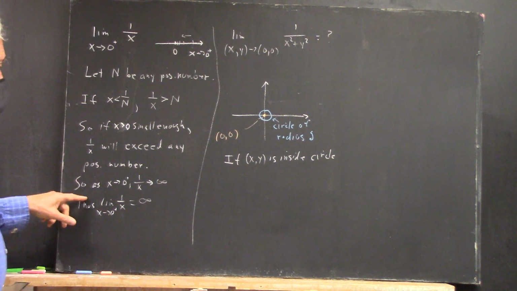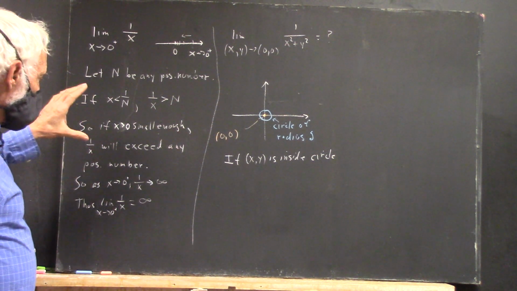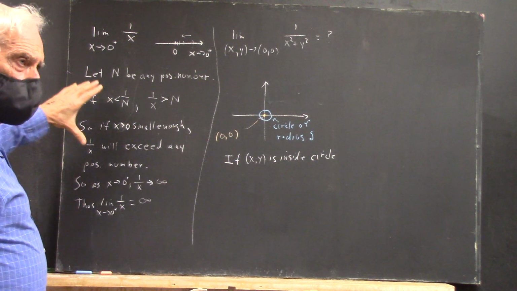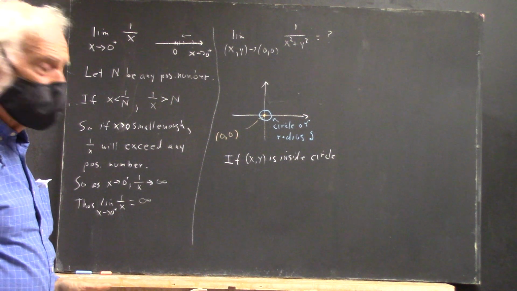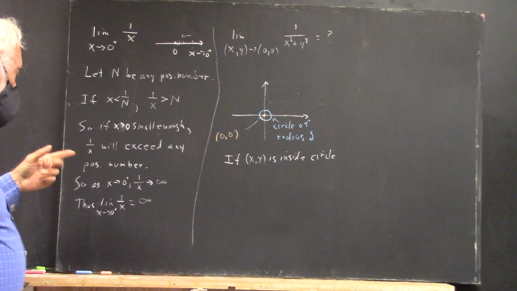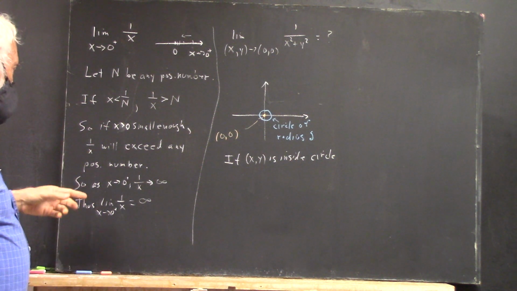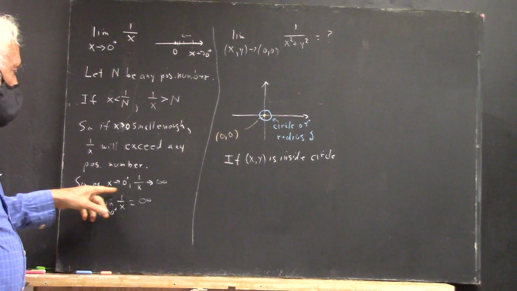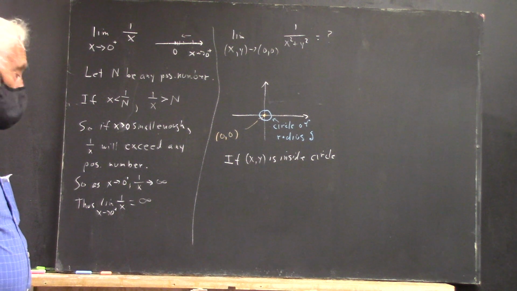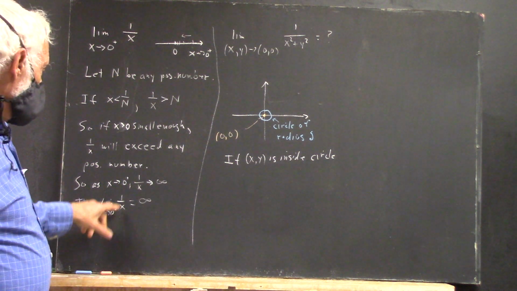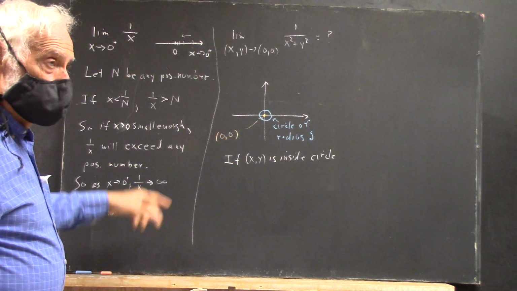So, we'd say, then, without writing it out with total rigor, but this is semi-rigorous, okay? There are a few little details we've got to fill in. But we're going to be able to say that as x approaches 0 from above, 1 over x approaches infinity. And we write the limit as x approaches 0 from above, 1 over x is infinity.